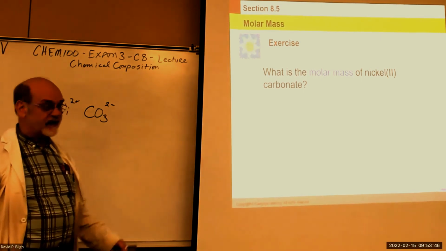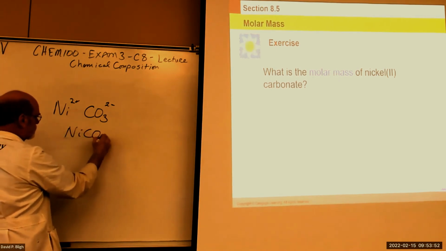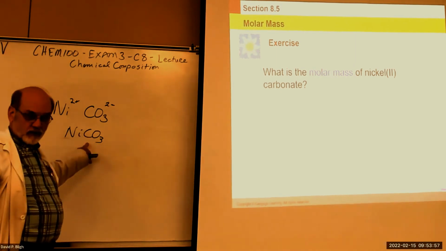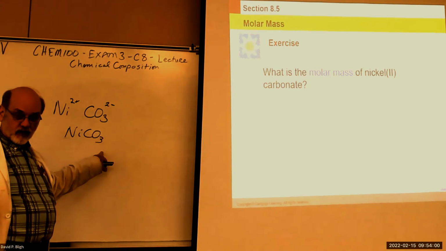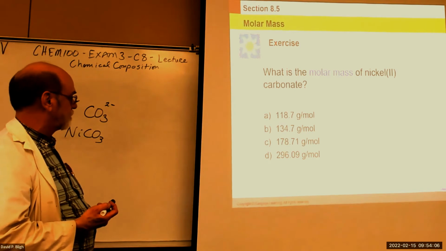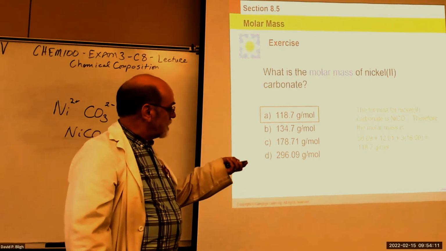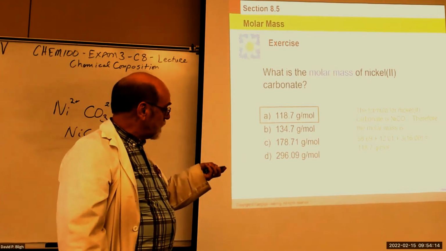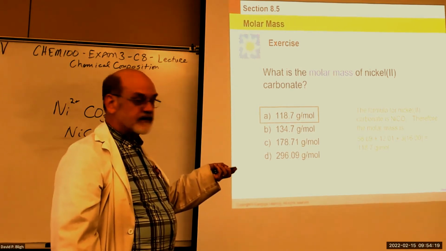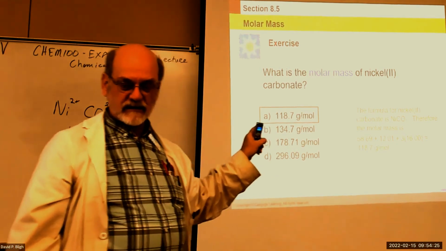It's a polyatomic ion. You only need one of each, right? So our compound is this. Then you need the molar mass of nickel, the molar mass of carbon, and 3 times the molar mass of oxygen. Here we go. So here is the compound. Here's the molar mass of nickel, the molar mass of carbon, and 3 times the molar mass of oxygen. And there's the molar mass of that formula, that compound.